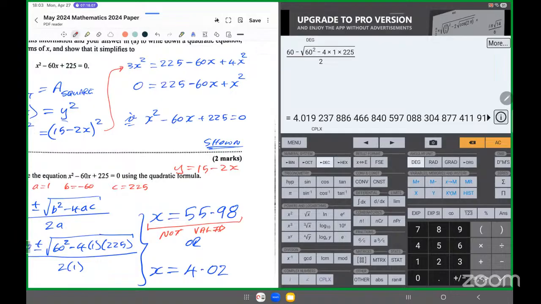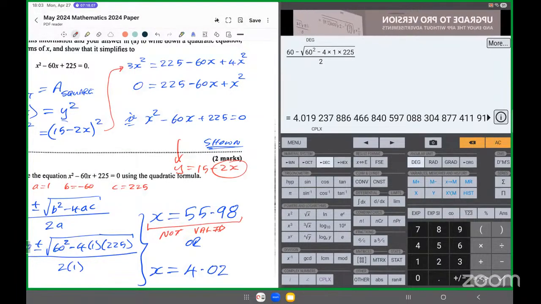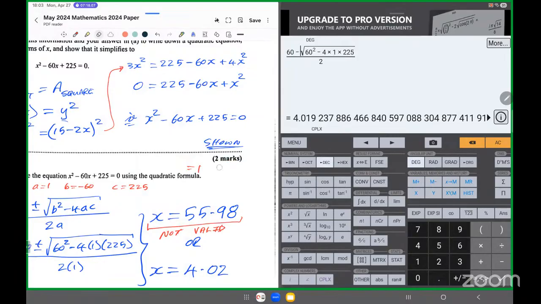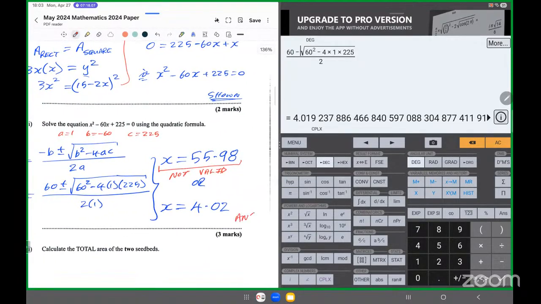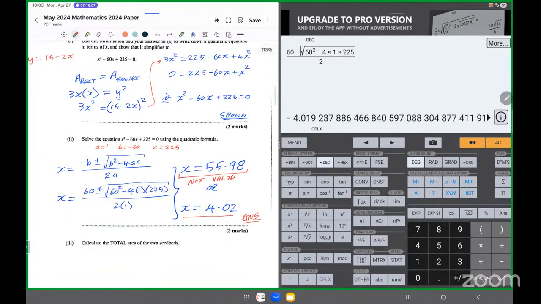So if you do 15 minus 2 times 65, the y will come out negative. Length, distance, they are negative. See that? That's another reason why you could not accept that big value. So the valid answer is this right here. This one is not valid. So x is equal to 4.02. Right? So it's a solve a quadratic equation.